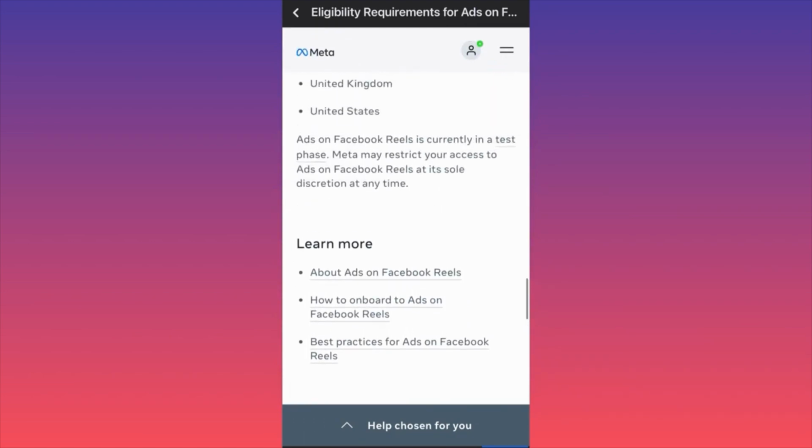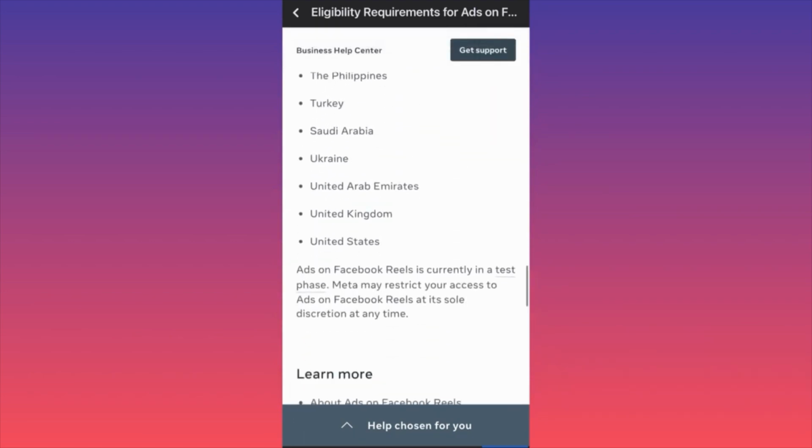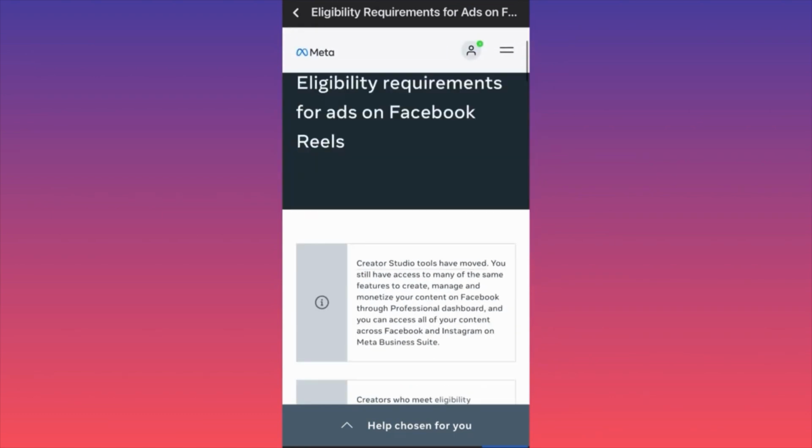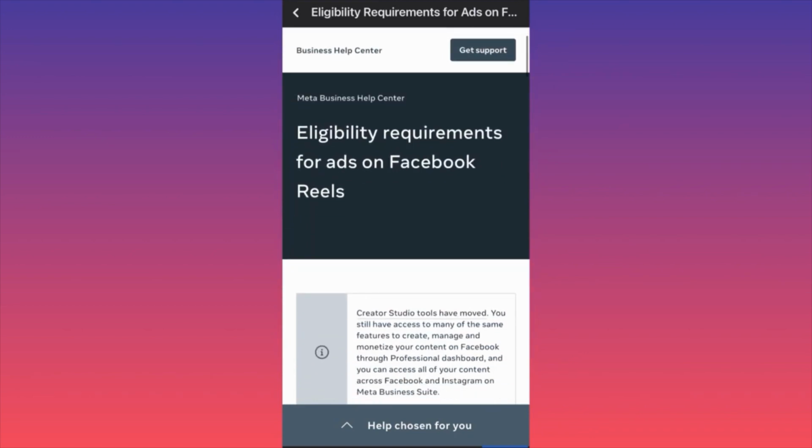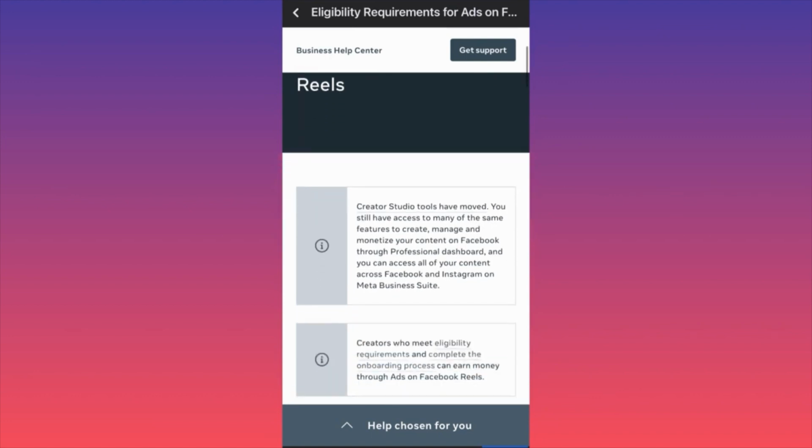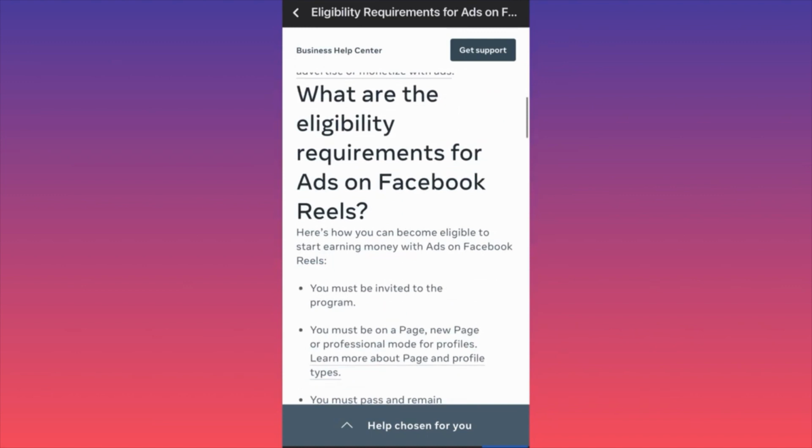So essentially, guys, this is all about it. Ads on Facebook Reels is currently in a test phase. Meta may restrict your access to ads on Facebook at its sole discretion at any time. Remember how Facebook used to have a special program where if you publish 3 videos by this date, you're going to get like $100, and that program simply disappeared. But I heard good things about these Reels ads. I heard that people are making good money.